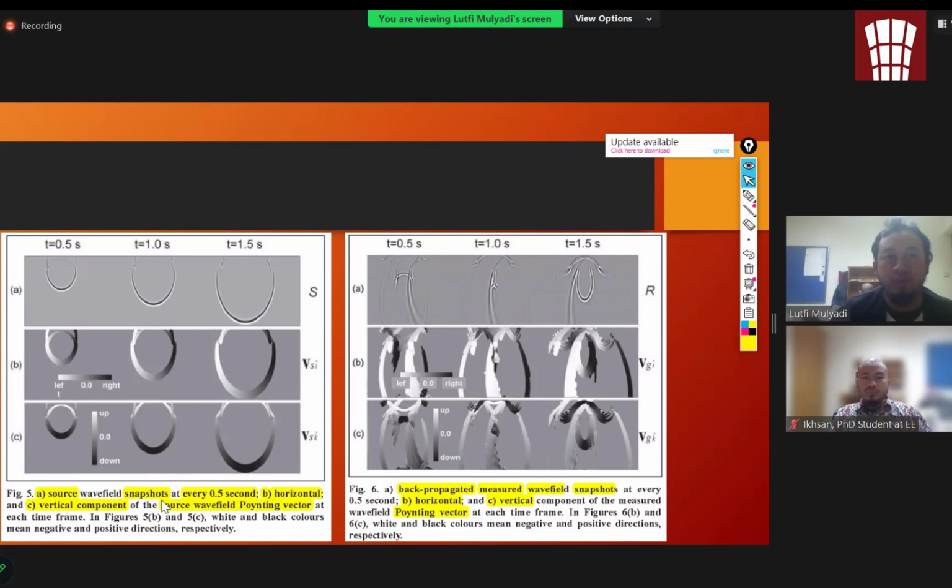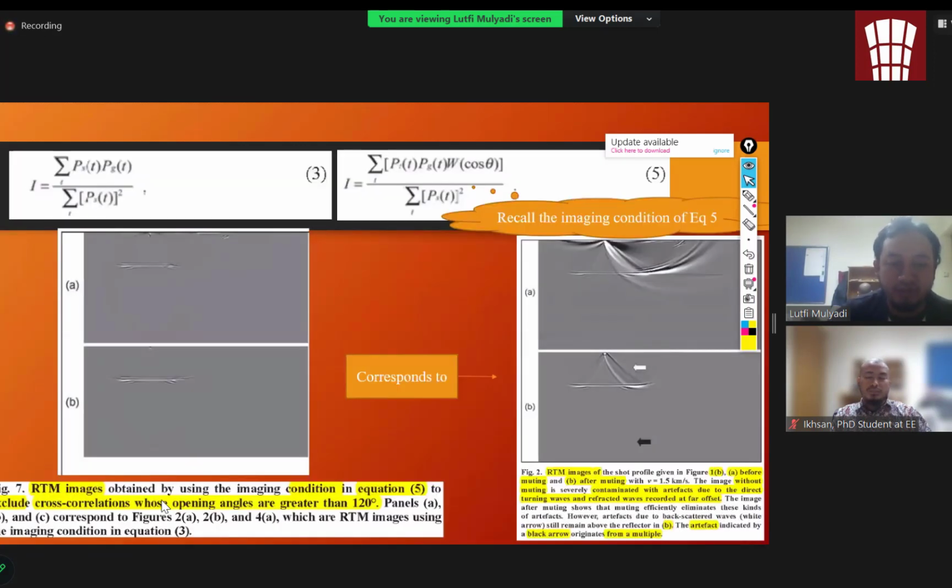Okay. So what happened here actually in Figure 7, we are going to remove this. Figure A corresponds to Figure A here on the right side, and Figure B corresponds to Figure B on the right side, which is the same as the previous figure in Figure 2, using the linearly increasing model and a reflector in the middle. So here is before muting, and this is after muting. After we apply the imaging condition to exclude the angle greater than 120 degree, do you see what's the difference between these two images?